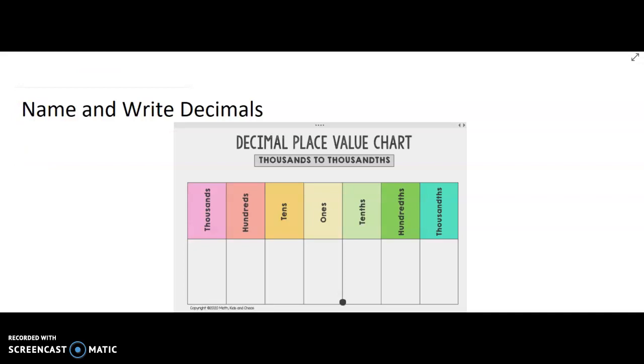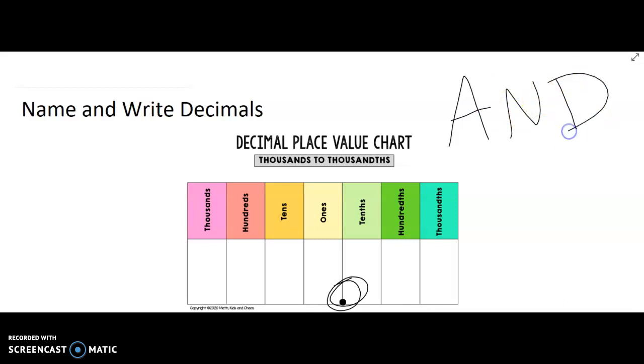So one thing that I want to throw out here right at the beginning is our lovely friend, the decimal point. When we are naming and writing decimals, we've got to understand, where does the decimal fit in? And the key here is the word "and." When you're talking about numbers, if I say 3 and, as soon as you hear that "and," that is where a decimal point falls.